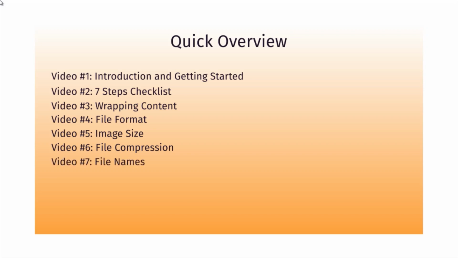Video number 7, we'll talk about file names, why that's important. Video number 8, we'll talk about alt tags, which appear in the source code of your website, and that also tells Google what your image is all about. So there are a lot of different variables here, and a lot of times most people just focus simply on video 8, which is the alt tag. And as you can see, it's much more than that.